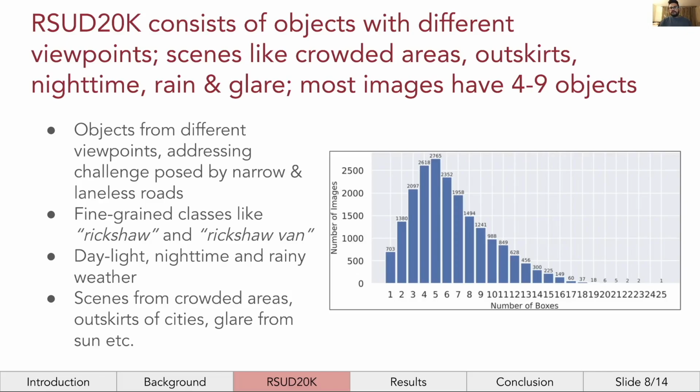On the right, we show a histogram which shows the number of images by the number of bounding boxes. And we find that most images have around 4 to 9 objects.